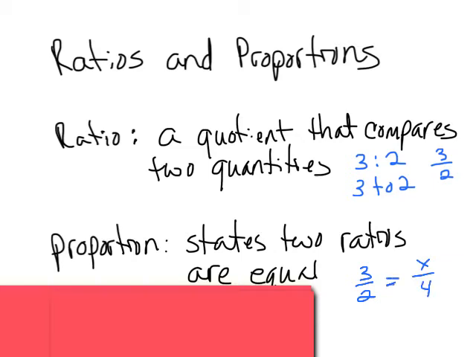We use cross multiplication to solve a proportion, because we actually have terminology for these things. The lower left and upper right are called the means. The upper left and lower right are called the extremes, and the product of the means is always equal to the product of the extremes in a proportion. So if you were to cross multiply, you would get something like 2x is equal to 12, and then you could solve it from there. That's the difference between a ratio and a proportion. A ratio is a comparison, and a proportion is an equation.